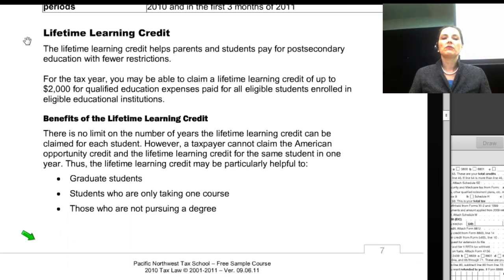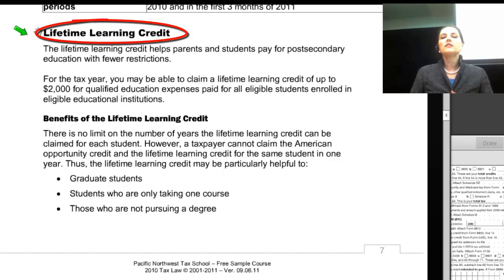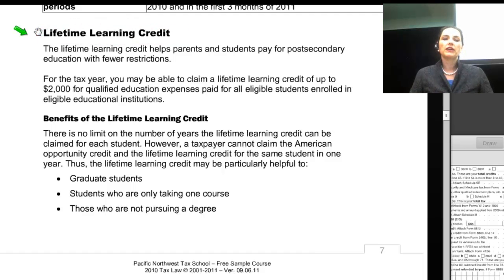Let's compare it with the Lifetime Learning Credit. The Lifetime Learning Credit is an easier credit to qualify for in most respects, except the part when we get to income. The income threshold or phase out for the Lifetime Learning Credit is considerably lower than it is for the American Opportunity Credit. But if you get past that income restriction, the Lifetime Learning Credit itself is available to a greater number of filers, and let's see why. The Lifetime Learning Credit helps parents and students pay for post-secondary education with fewer restrictions.